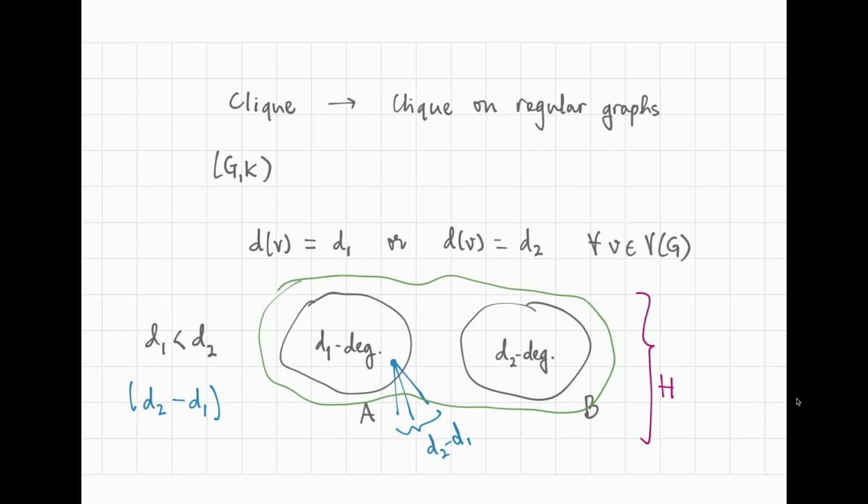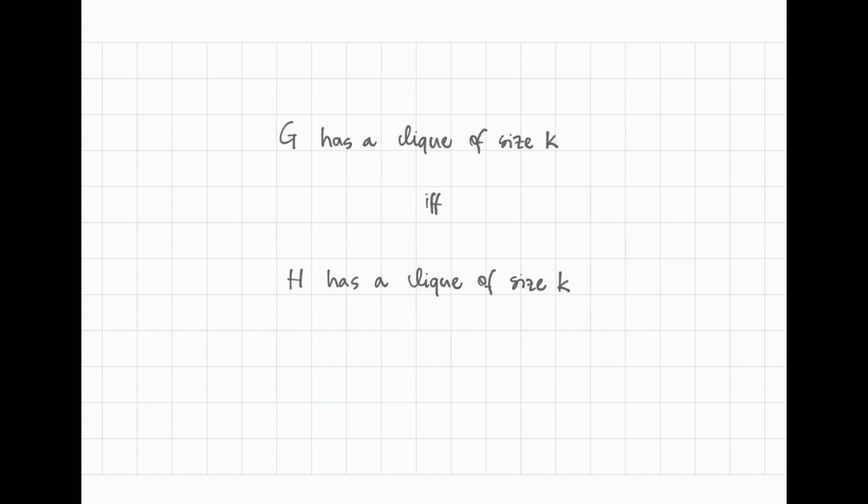Notice that the newly added vertices have degree 1, so they don't really disturb the scenario in terms of the presence of a clique of size k. So in fact, since this is the first reduction that we're looking at, let me just make this a little bit explicit. So here is the claim.